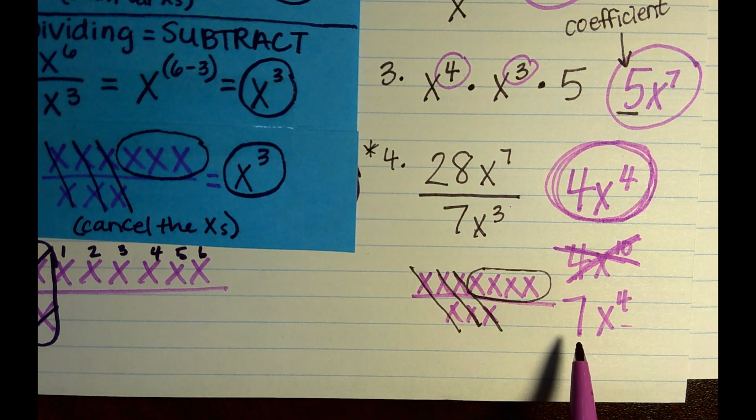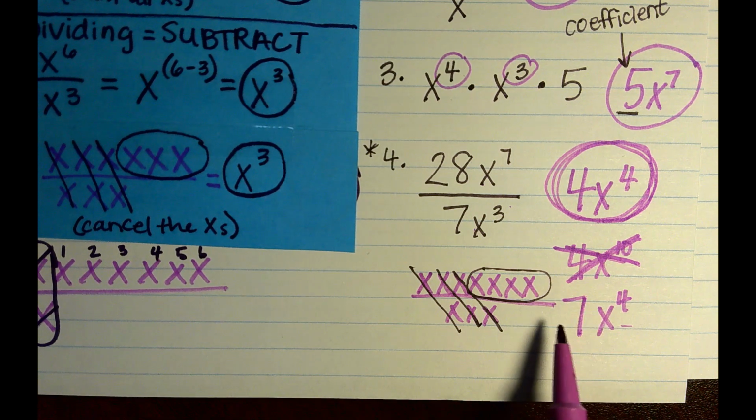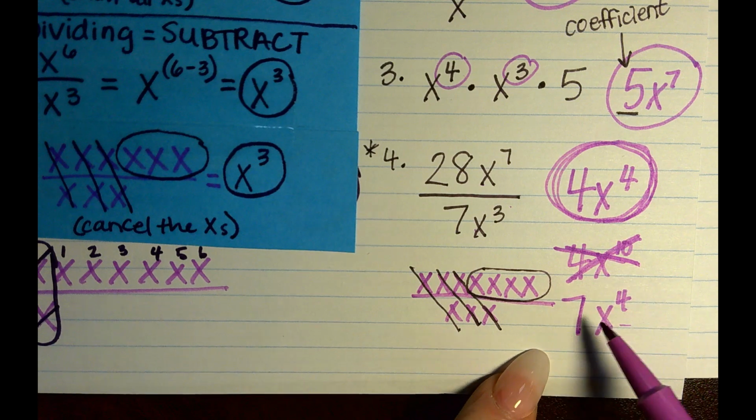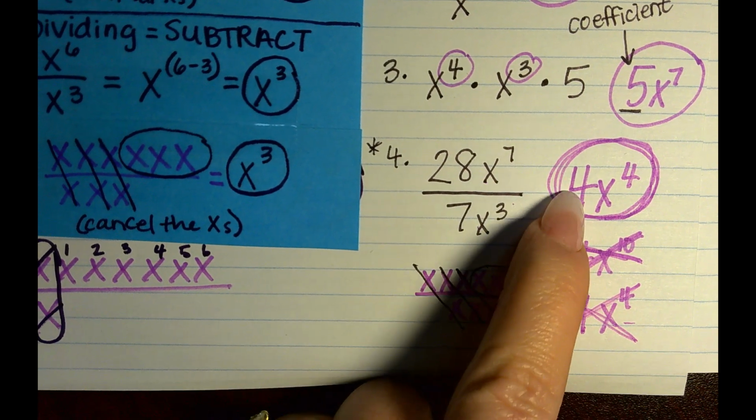It wouldn't be 7. Now, did anyone get 7x to the 4th and is confused about why it's not 7? Okay, so you got it now. Good. So it won't be the 7. We're just dividing. 28 divided by 7 is 4.